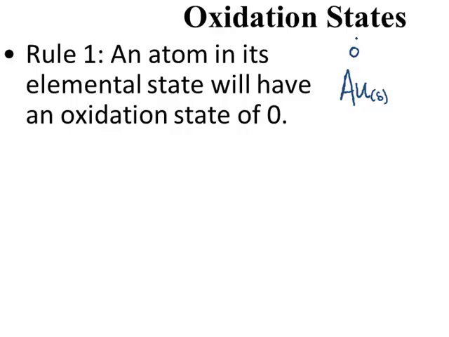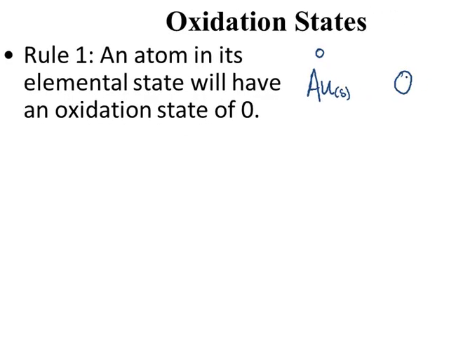This rule applies to any sample that's made of only one type of element. So for instance, the oxygen in the air around us is oxygen gas. It contains 2 oxygen atoms, but because it's just one element, this also has an oxidation state of 0. Think of that as a charge of 0.